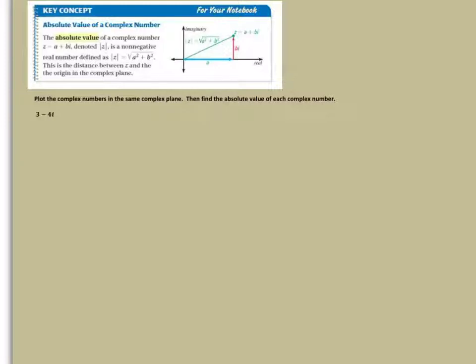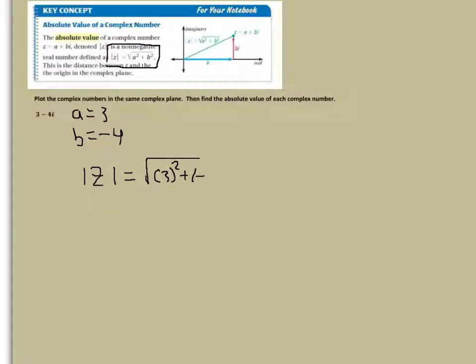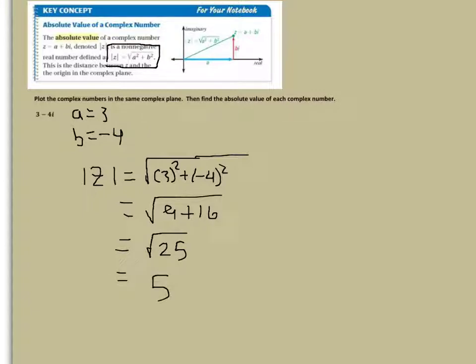So now absolute value of those. So it says z equals a plus bi. So find the absolute value of z. So if I'm finding the absolute value of this, a equals 3, b equals negative 4, plug it into this equation. So the absolute value of z equals the square root of 3 squared plus negative 4 squared. So I get 9 plus 16. What's the square root of 25? 5.